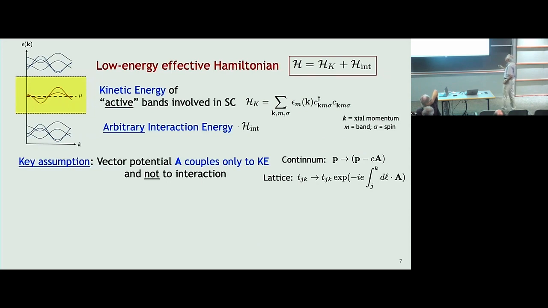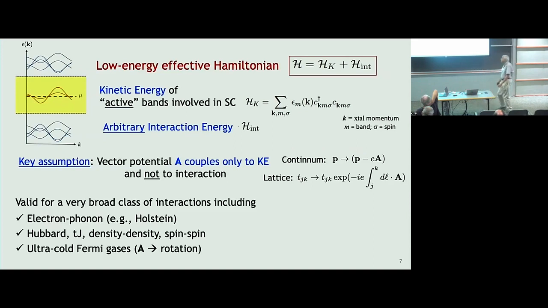In a lattice, you would do this using the pi substitution. Now, is this true? It's certainly true for a very broad class of models that we study: various electron-phonon models, Hubbard models, t-J models, any density-density, spin-spin interaction. It's also true for ultra-cold Fermi gases. But surely we can write down models where this is not true.